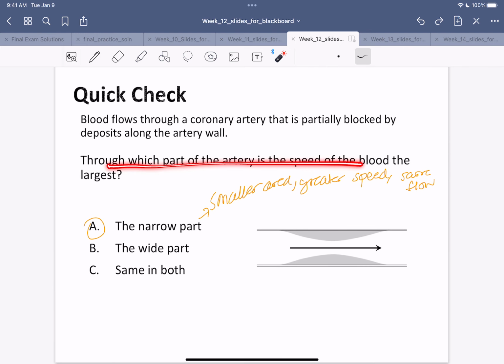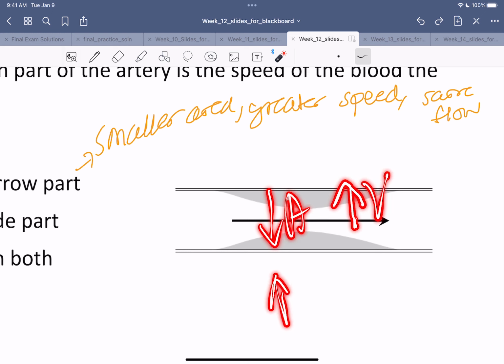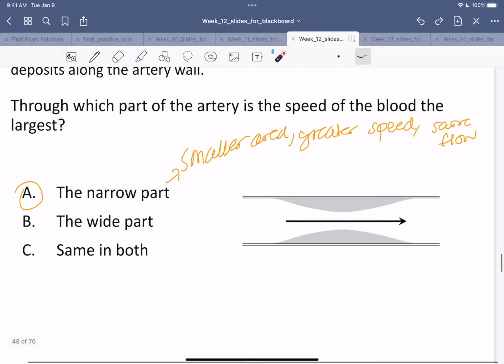And so if they're asking you through which part of the artery the speed of the blood is the largest, it should be the largest in that narrower area, because we said if the area decreased, then the speed should increase, and if the area increased, speed should decrease. Make sense?